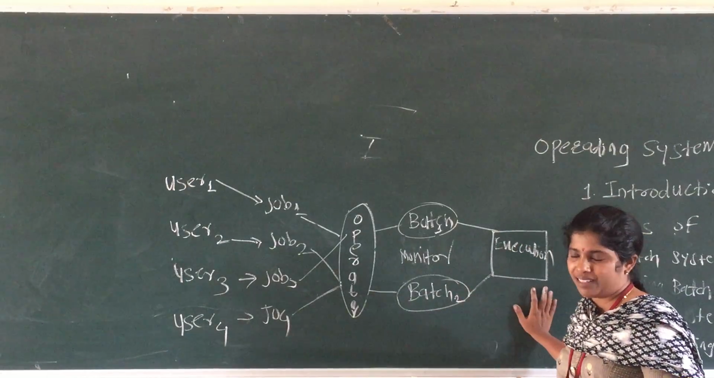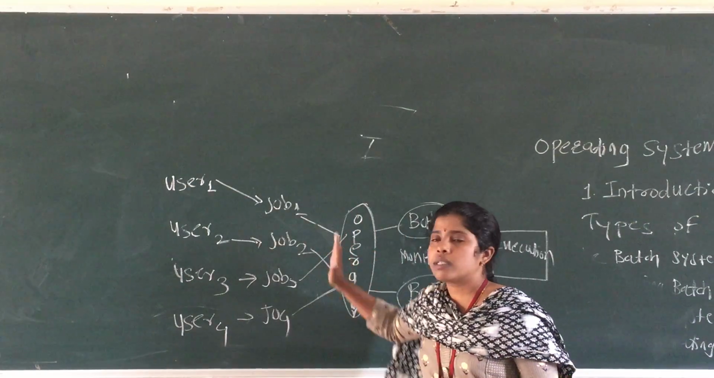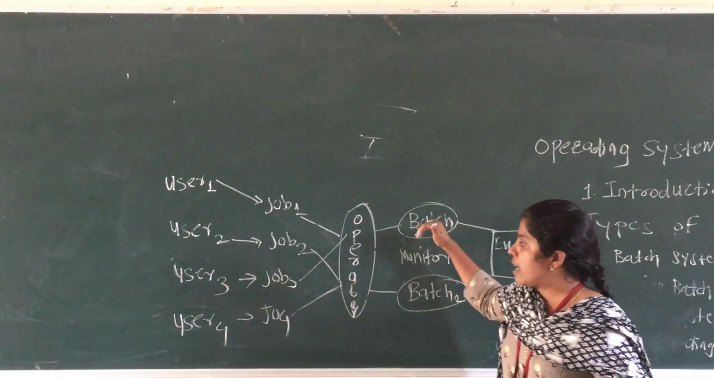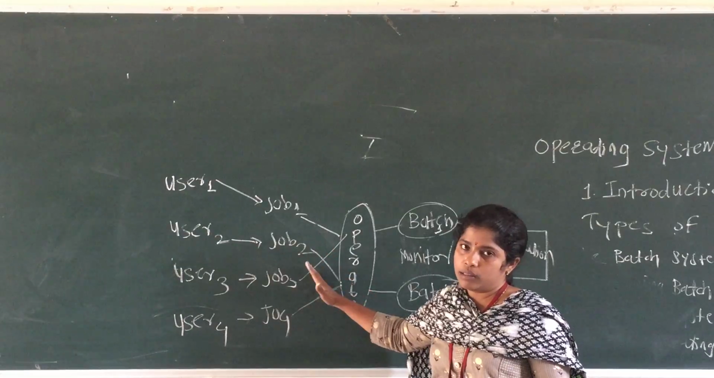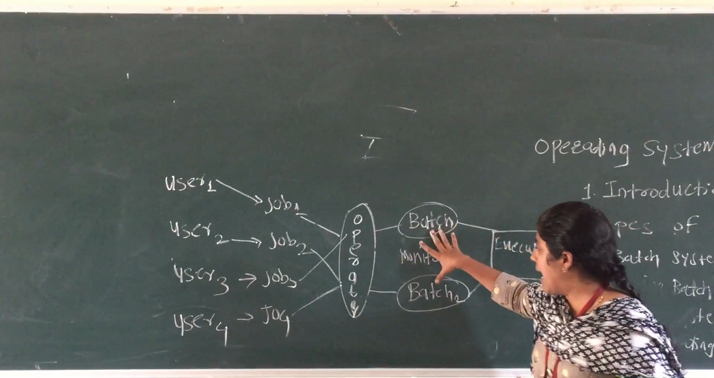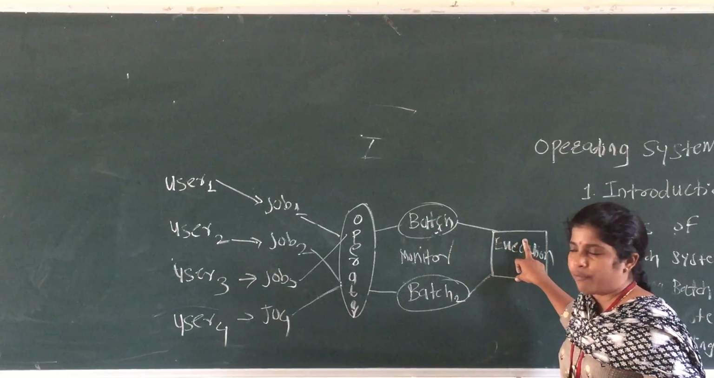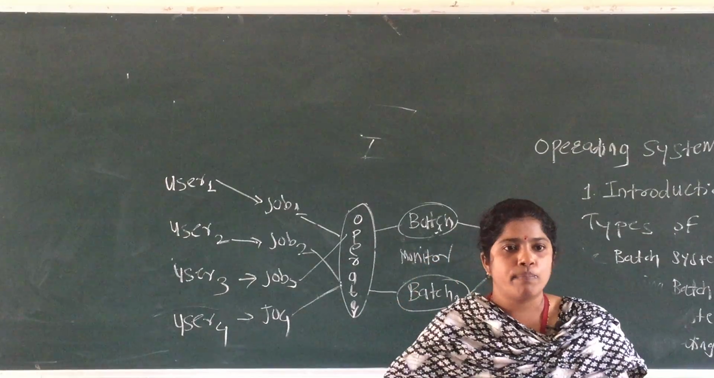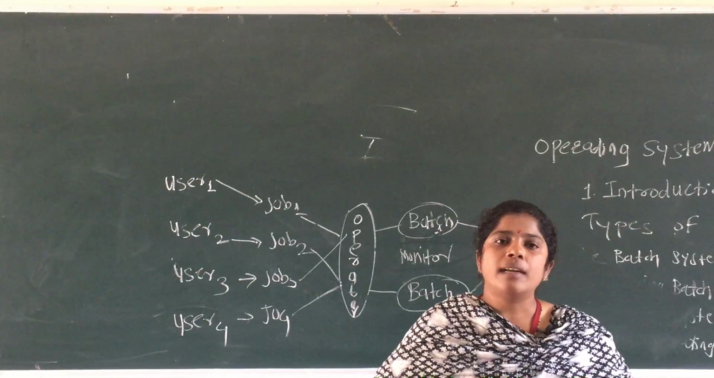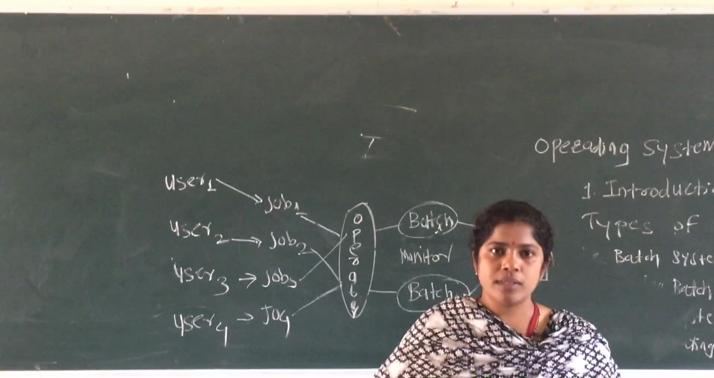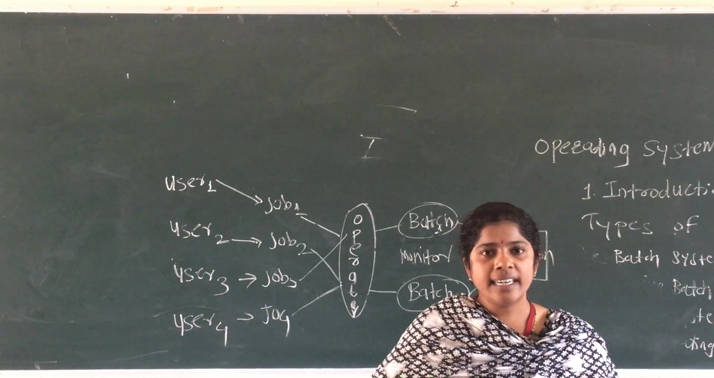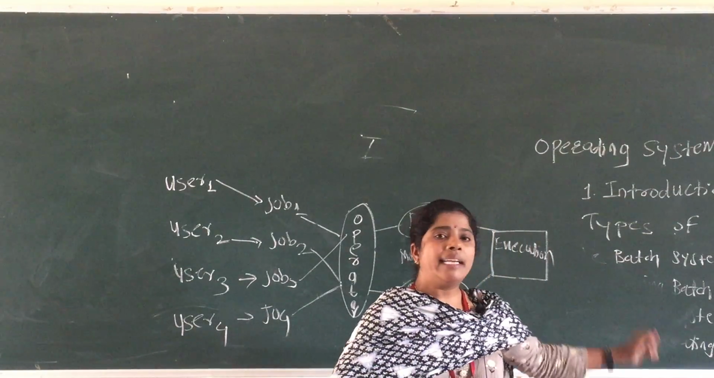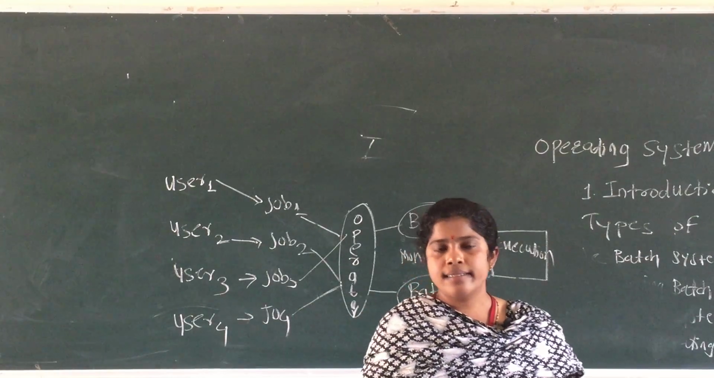In the simple batch operating system, your jobs get divided into different batches according to their needs and resource requirements, and that batch gets executed afterwards by using the monitor. The monitor is a simple program that monitors the execution of the jobs, right. So in the next lecture we will see the remaining types of operating systems. Thank you.